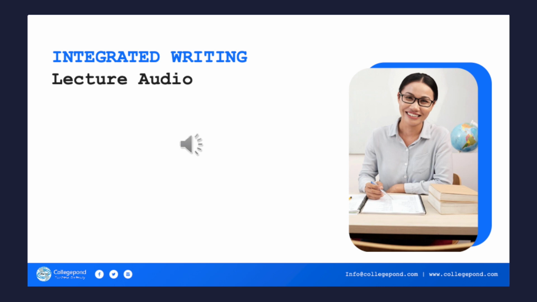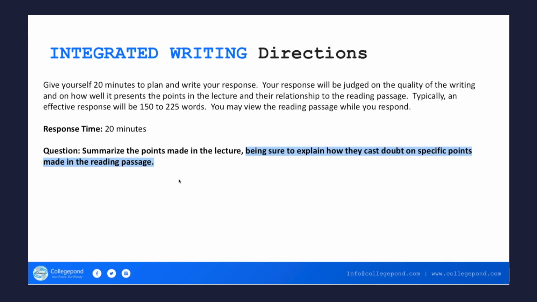Summarize the points made in the lecture, being sure to explain how they oppose specific points made in the reading passage.